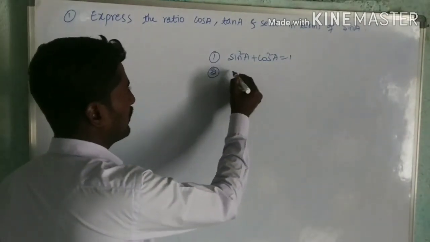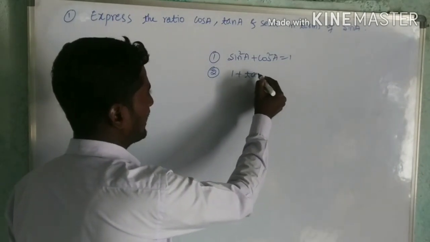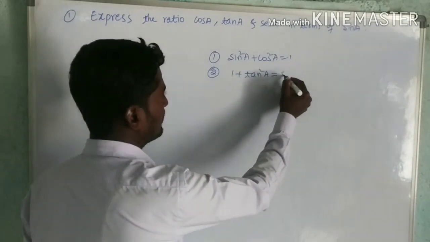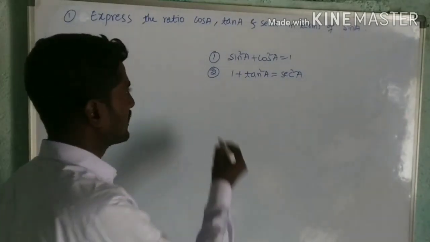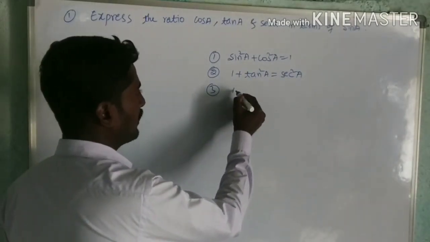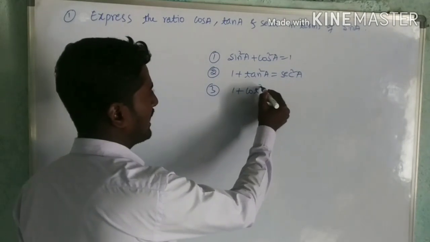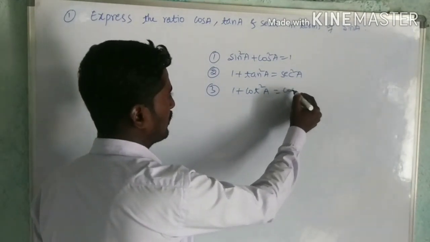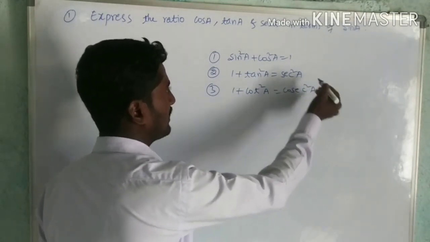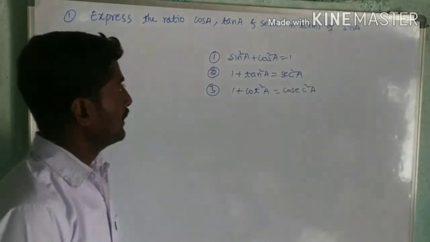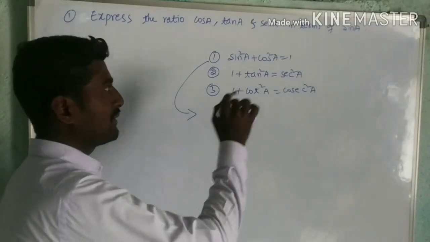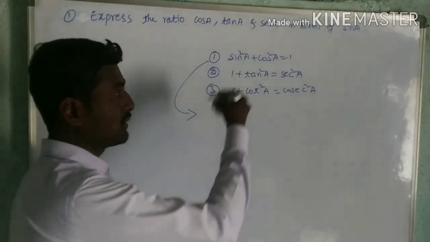Second one, 1 plus tan square A is equal to sec square A. The third identity, 1 plus cot square A is equal to cosec square A. Okay, these are the three identities. We should remember this. With these identities only we can convert them.